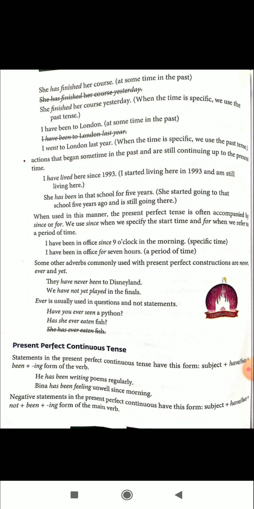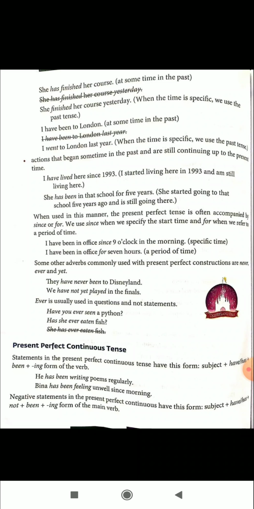I have been in office for 7 hours, not specified. So we have to use for there. Some of the adverbs commonly used with present perfect continuous are never, ever, and yet. They have never been to Disneyland. We have not played in the finals.